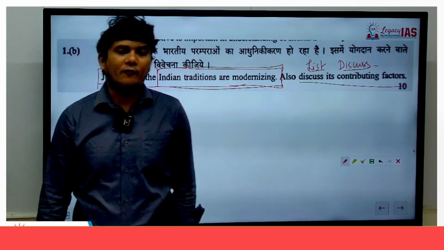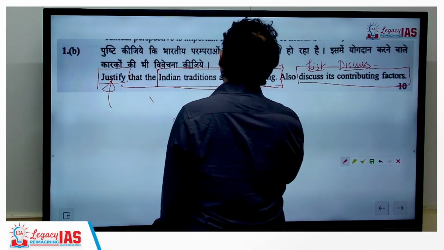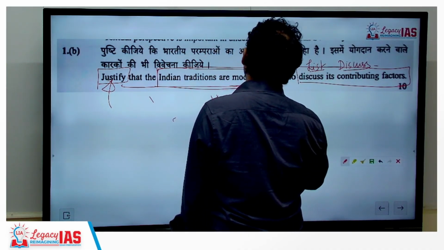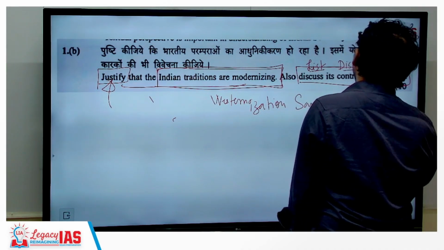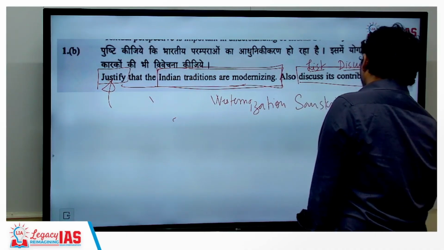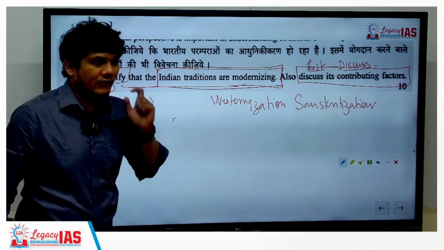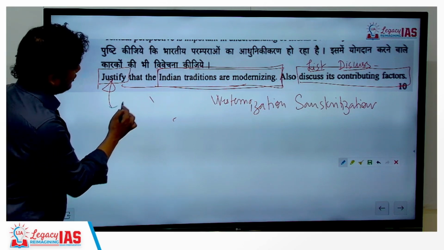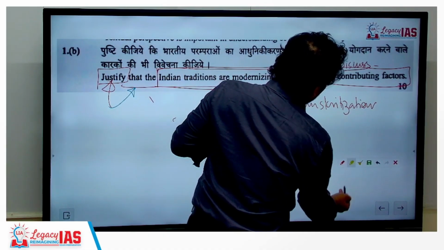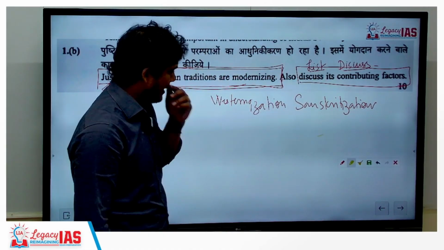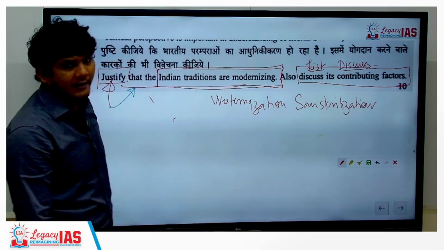justify the modernization of Indian tradition, and then if you talk about the contributing factors, you mention the concept of westernization, and you are going to mention the concept of Sanskritization. So these are the concepts that you will be mentioning while talking about the contributing factors, and you have to give examples, because in justification you have to give examples as to how you can say that they are actually changing. All right, I hope that's clear.